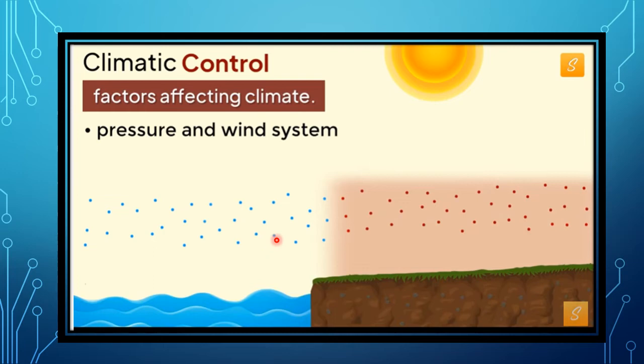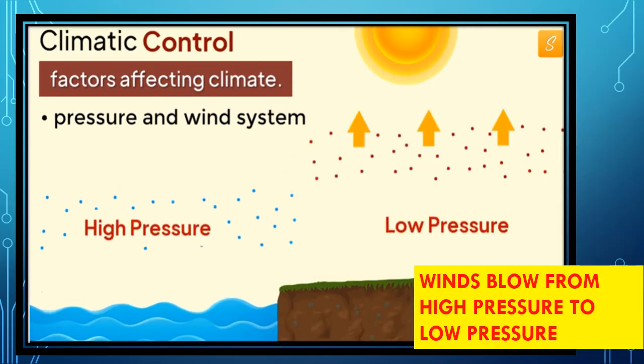Now, what happens when the air above the land gets heated up? Warm air is light and it rises. So children, here you see when the land gets heated up, the air gets warm, and warm air rises, creating an area of low pressure. Whereas the air over the ocean is cool, and cool air does not rise. So that's why it creates an area of high pressure.